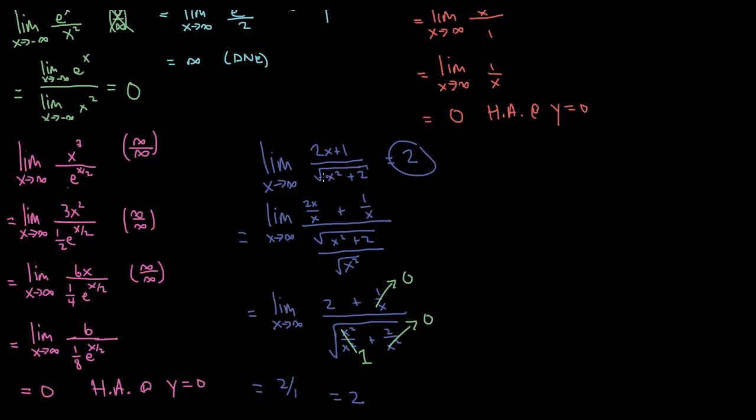That is thinking, okay, the square root of x squared is basically x. 2x over x gives you 2. I'll do another example just to round this off. But what we tried to do there was to divide everything by the highest power of x. Let me pick maybe a little more interesting one.